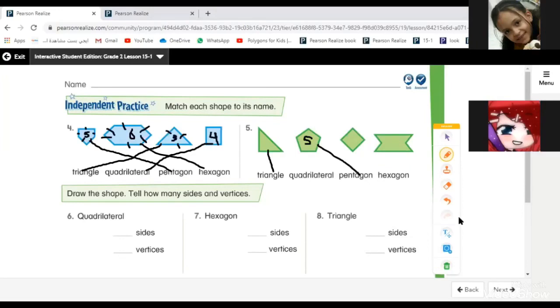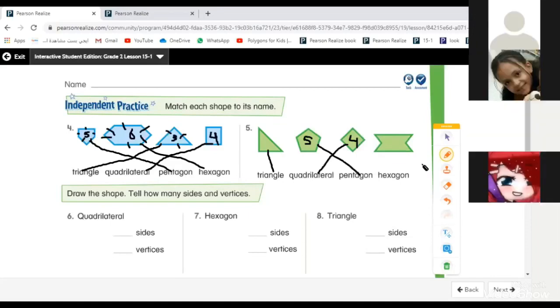Okay. Noura, can you hear me, teacher? Noura. Yes. This shape has 4 sides. What do we call it? We called it quadrilateral. Quadrilateral. Excellent. Thank you.